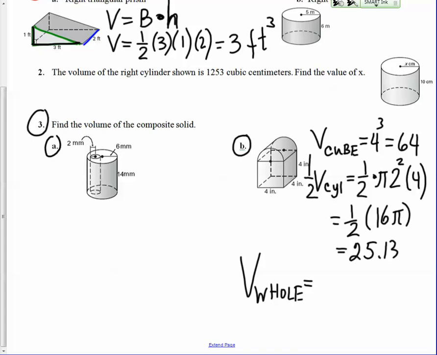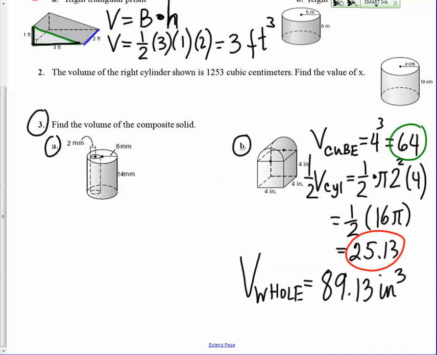And then finally, the volume of the whole thing is going to be the volume of the cube, this one, let me use another color, plus the volume of the cylinder, this number. If you put them together, it should give you 89.13 inches cubed.